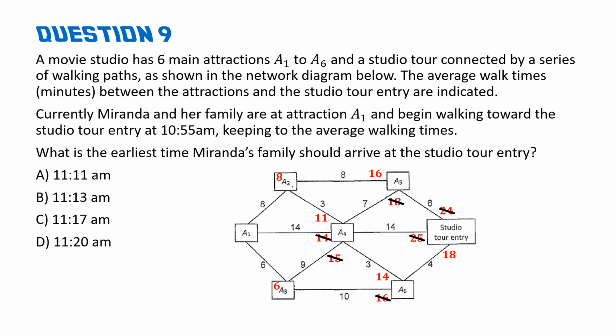Right, so we've worked out the quickest amount of time that we can get through that network. It says that if we start walking from A1 at 10:55 a.m., we're going to do 10:55 a.m. plus 18 minutes. That's going to get us to 11:13 a.m. So the soonest that I can get to the studio tour entry if I leave A1 at 10:55 is 11:13 a.m. And that is option B.